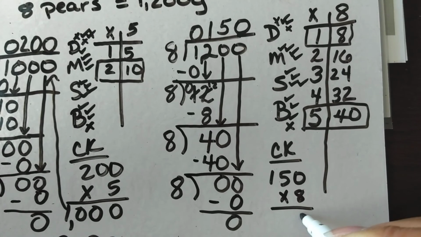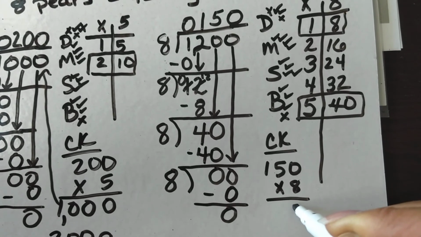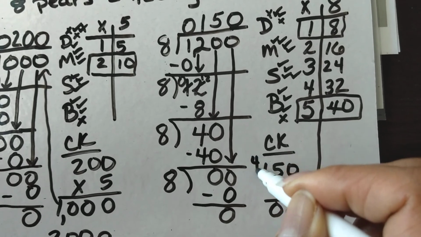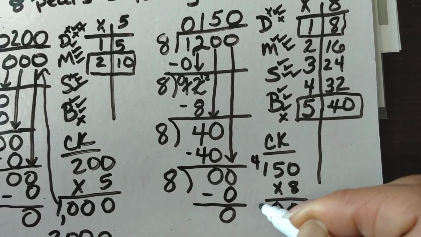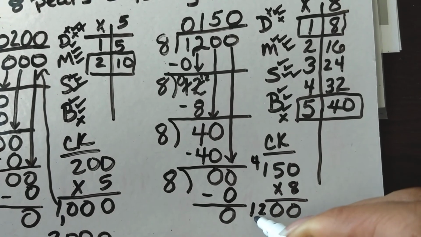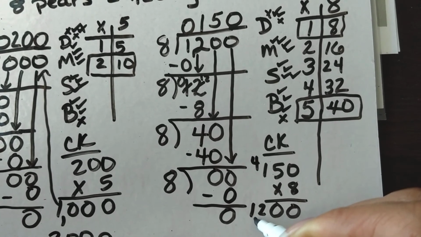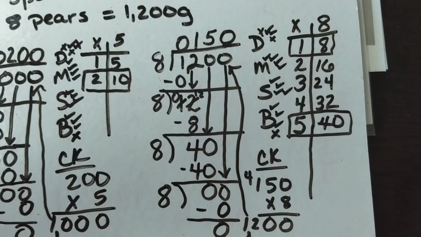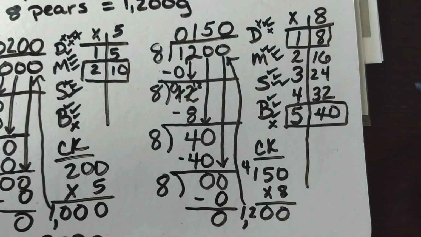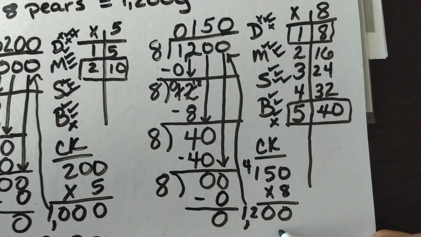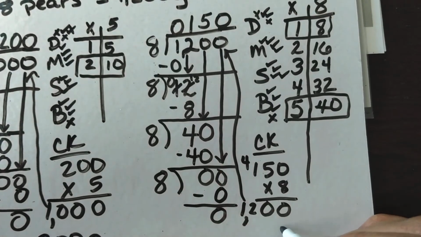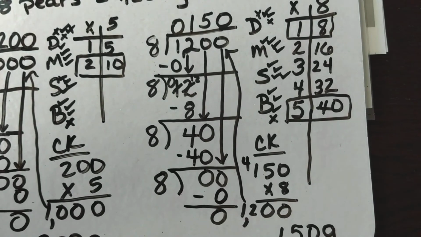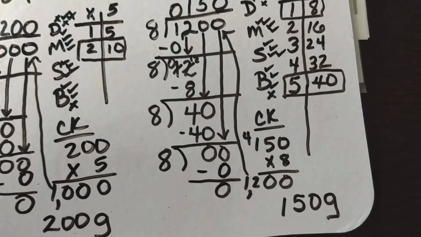And when I multiply, 8 times 0 is 0. 8 times 5 is 40. 8 times 1 is 8, plus 4 will give me 12. So my answer is 1,200. Same as my dividend, right? Very good. So a pear would be my quotient, 150 grams. Okay? So let's go back to my paper.